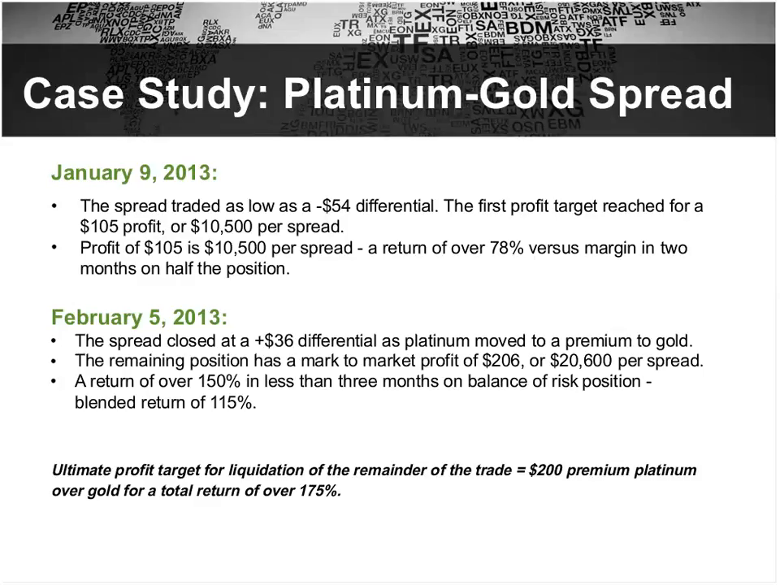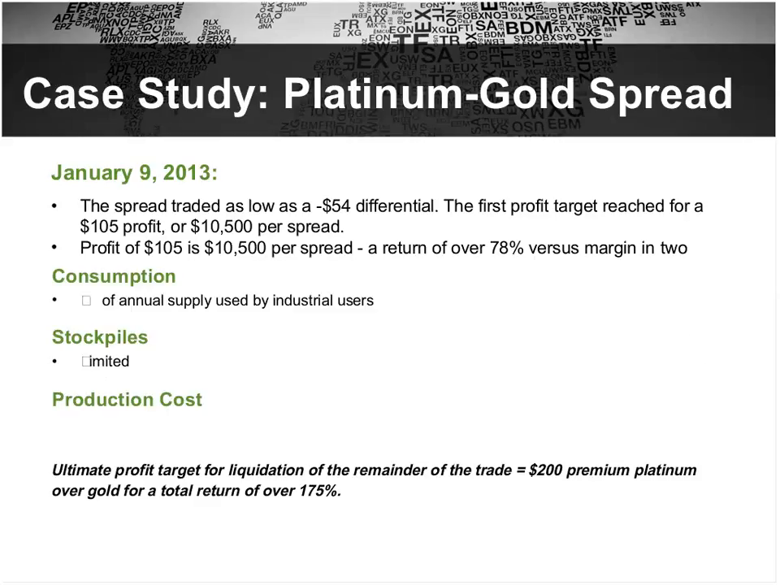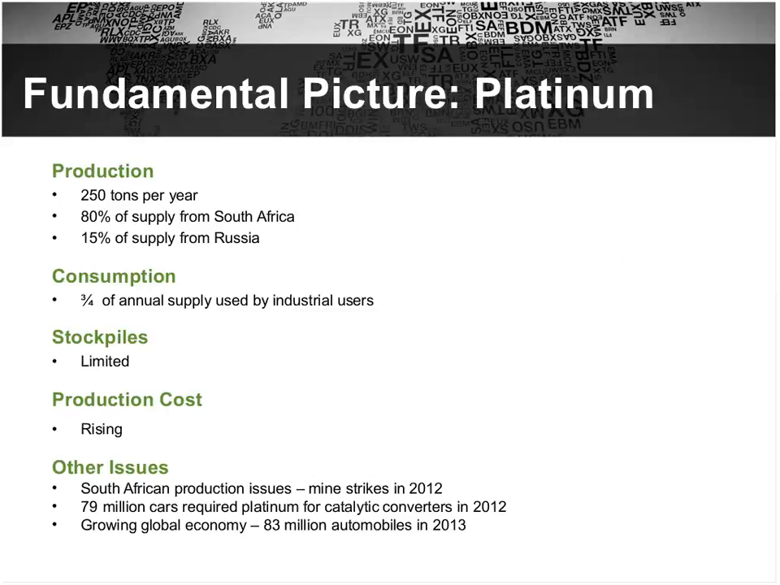Basically, I'm looking for a $200 premium of platinum over gold for a total return of 175% on this trade. That is my target. So let's go into why I came up with this trade and how I looked at the markets in terms of platinum and gold. First, let's look at platinum fundamentals.